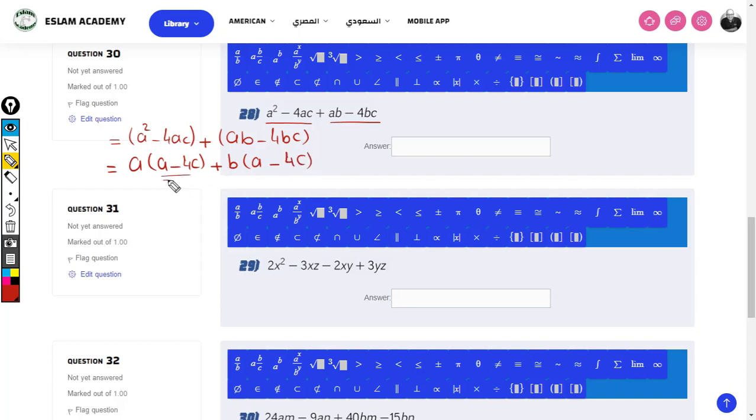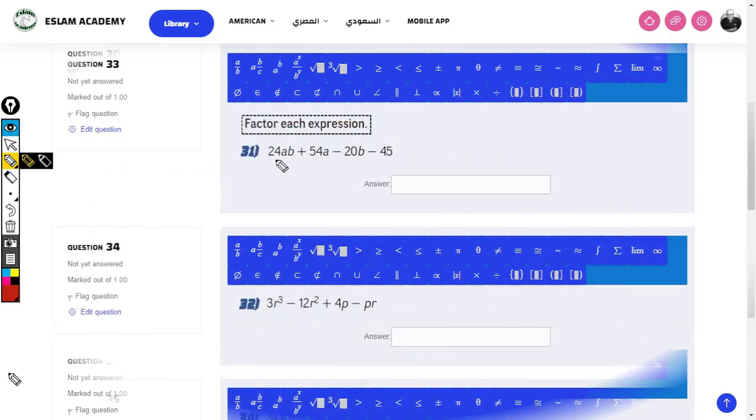You will find that the same bracket is repeated, so that should be the common factor. So a minus 4c. The remainder from the first group will be a, and the remainder from the second group is plus b.